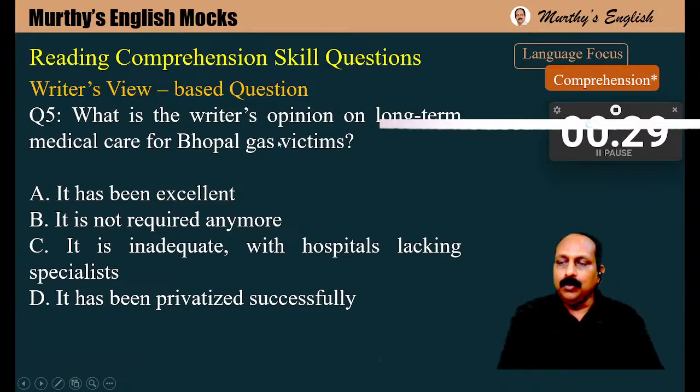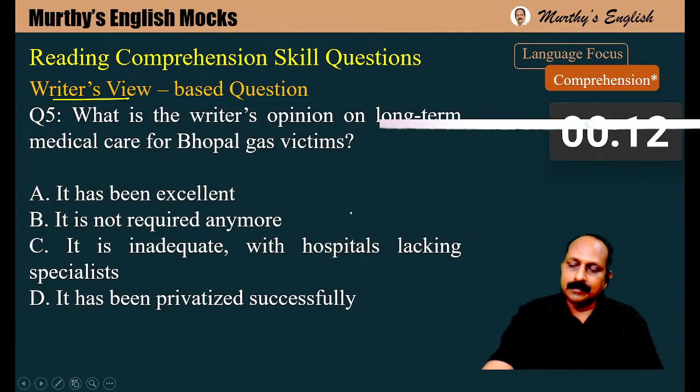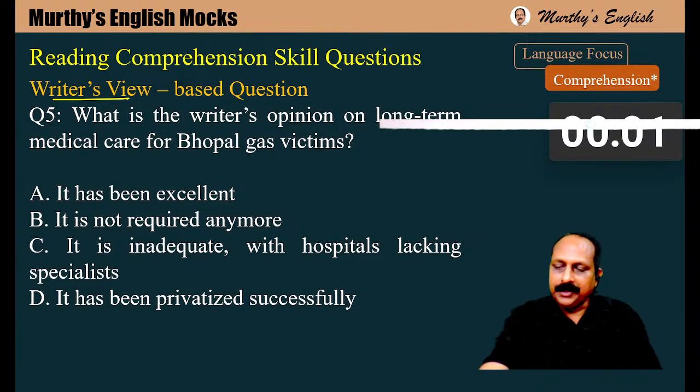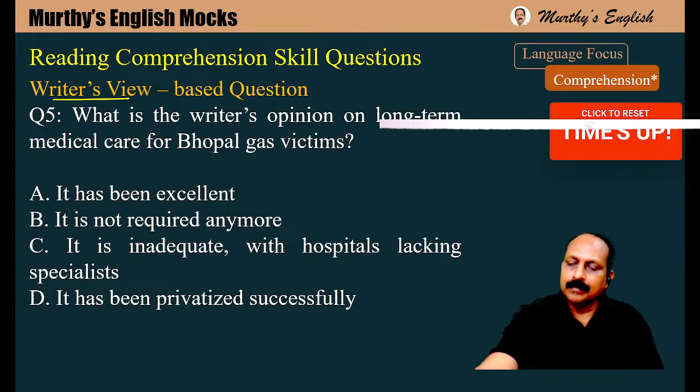Question number five. Your time starts now. A writer's view based question. This is also very important. What is a writer's opinion on long term medical care for Bhopal gas victims? Question number five. Answer is C. It is inadequate with hospitals lacking specialists. Mentioned in the passage in a way.